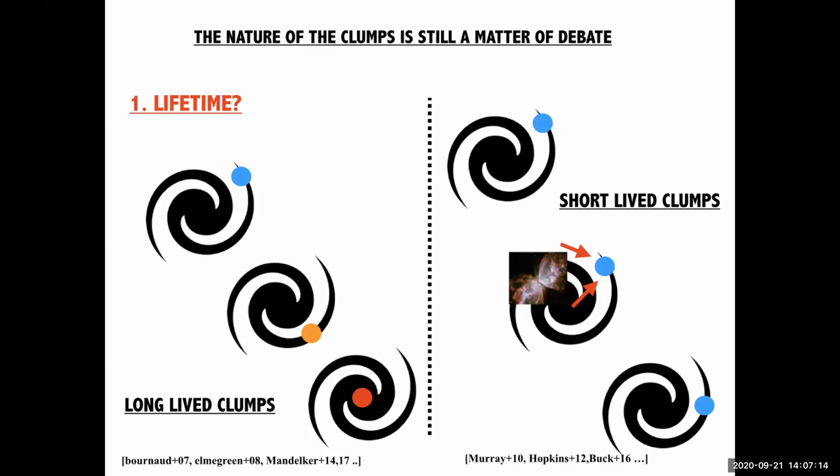While there are other models that say that they are not gravitationally bound enough, so feedback, among other things, can destroy these clumps, and they won't survive long enough to migrate towards the center. What we see is just very short-lived clumps that are there for a moment, but then will be disrupted and don't contribute much to the buildup of the stellar mass of the galaxy.